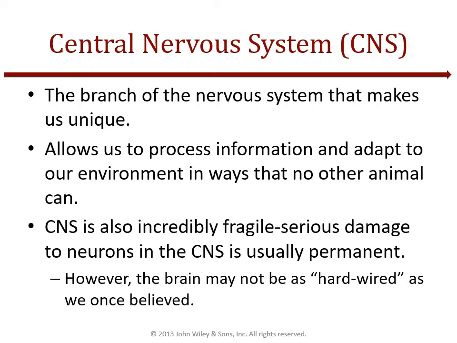So the unfortunate thing, though, is that our central nervous system is extremely fragile. Unlike neurons within the peripheral nervous system that can regenerate and require less protection, if there's any extreme damage to the neurons in the central nervous system, it may be permanent, okay? And the probability is extremely high, unfortunately. However, the brain is not considered to be hardwired as it was considered historically.